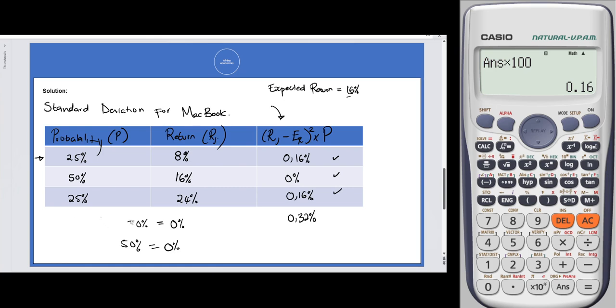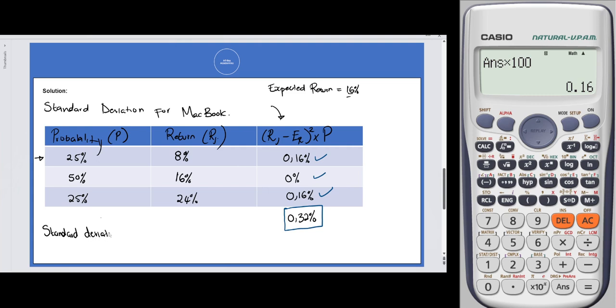Okay, so remember, after calculating all of those values in the last column, there's 0.16%, there's 0%, and this one, we're going to add them. When you add them, you're going to get 0.32%. All right, so we're not done yet, but that is definitely going to take us to the last step of calculating standard deviation.